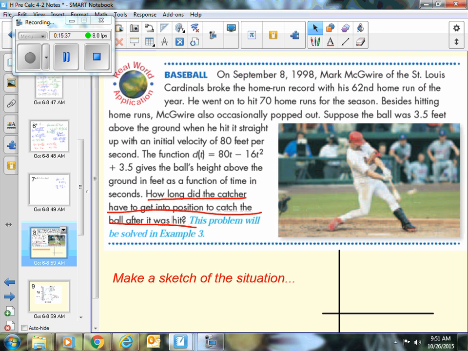And I want you to think about what we're doing right now. If the ball is hit and it goes up and it comes back down, how long until it hits the ground? That location is when the height of the ball is what? Well, if it hits the ground, it's at a y value of 0. So you're trying to find the 0 of the function. It's exactly the same as what we've been doing.